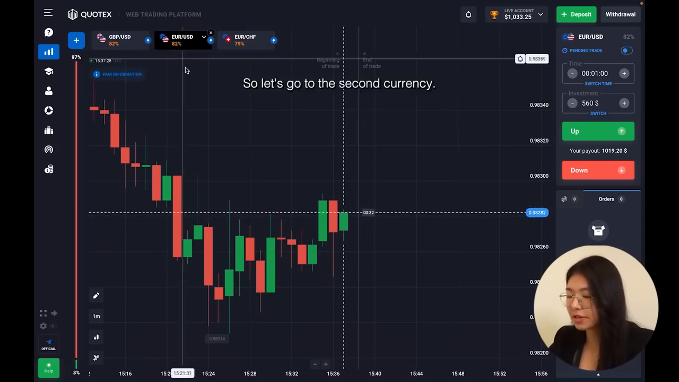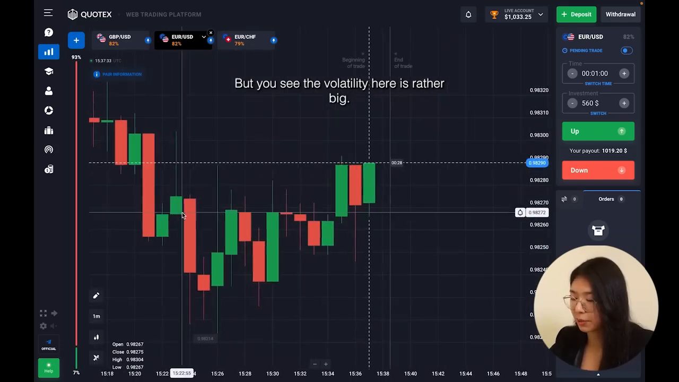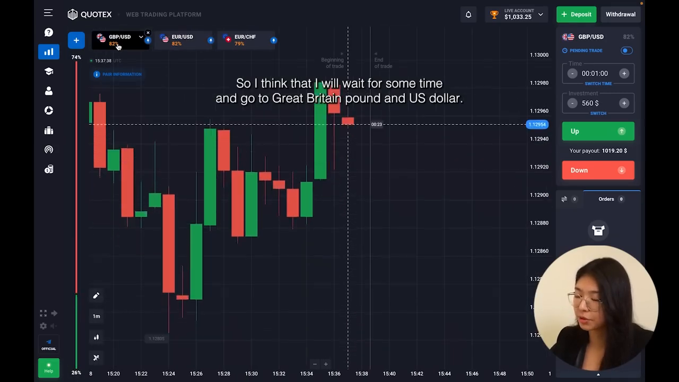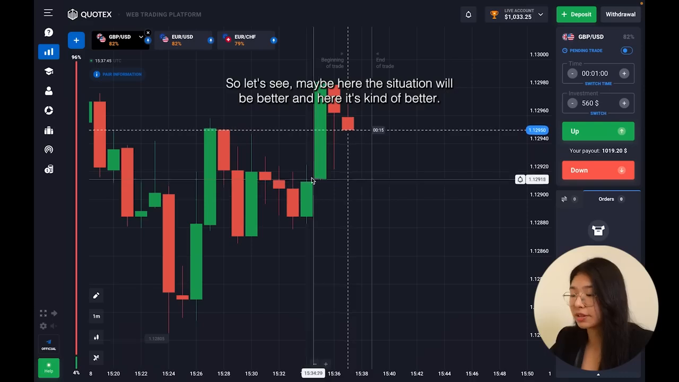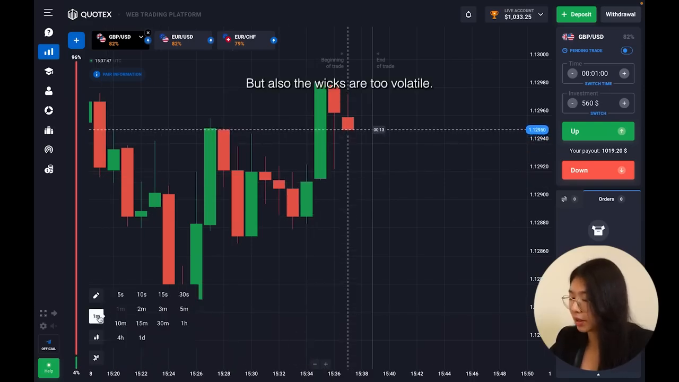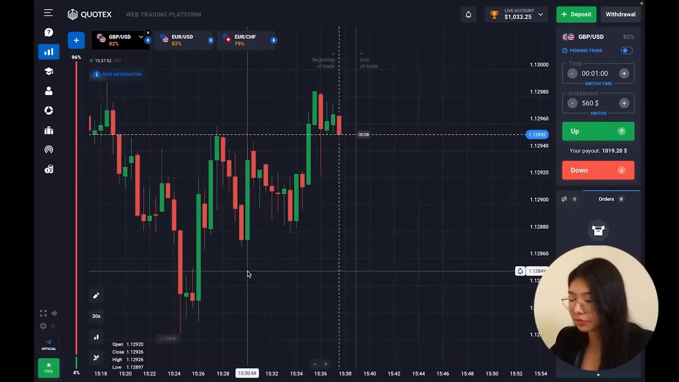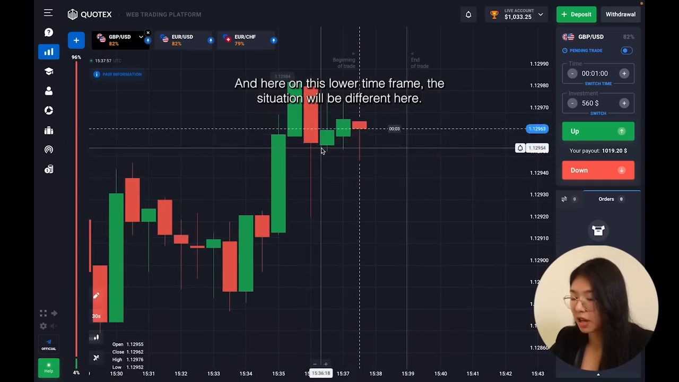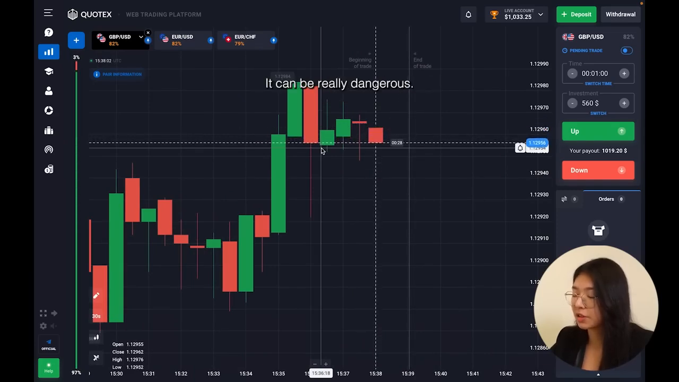Let's go to the second currency, and here I want to make a really huge trade, but you see the volatility here is rather big. I think that I will wait for some time and go to Great Britain pound and US dollar. Let's see, maybe here the situation will be better, and here it's a kind of better, but also the wicks are too volatile. So that's why maybe we will switch back to first second candles. And here on this lower time frame, situation will be different, and you see the slow wicks are also remaining here. It can be really dangerous.